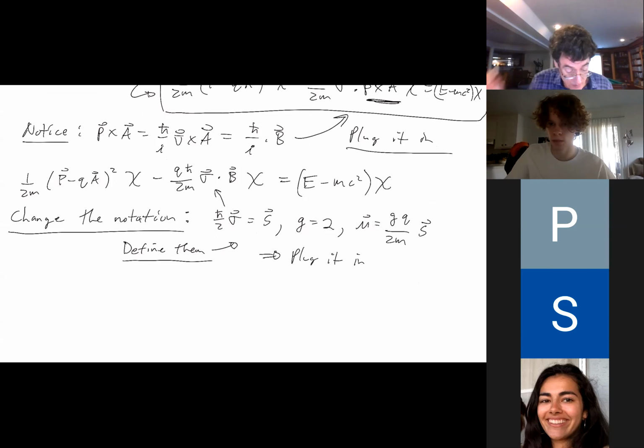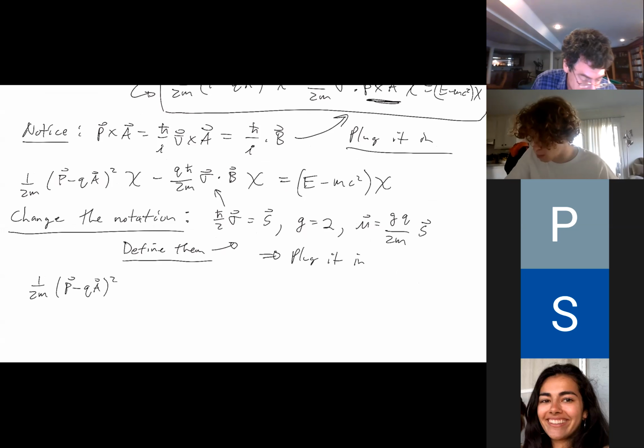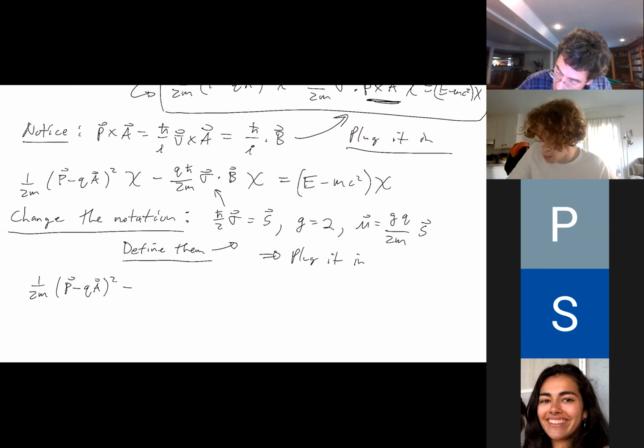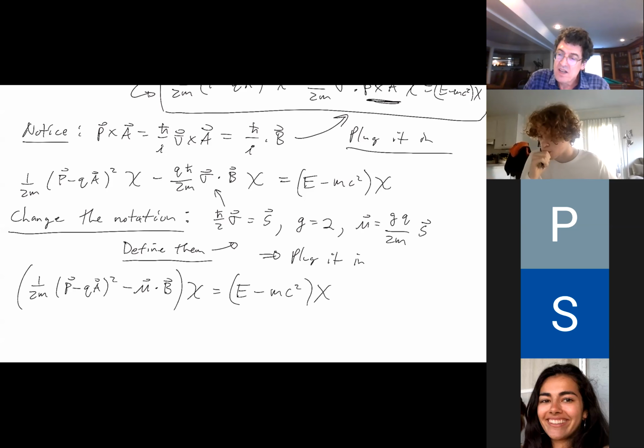And what do we get? We get this: 1 over 2m (P minus QA) squared minus mu dot B chi is equal to E minus MC squared chi. We did it. That's the end. We just derived it.